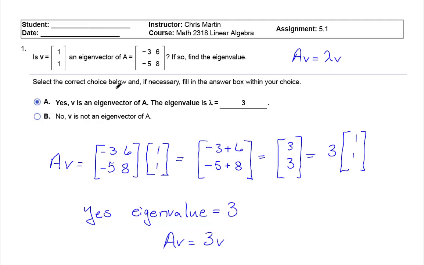So, in question 1, they're asking us if this vector v, (1, 1), is it an eigenvector of matrix A? Well, let's see. What is A multiplied by v? Just do your regular matrix multiplication, and I end up with (3, 3). But (3, 3) is really just 3 multiplied by my original vector v. So yes, it is an eigenvector, and it has an eigenvalue of 3.